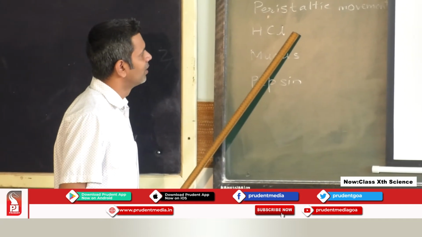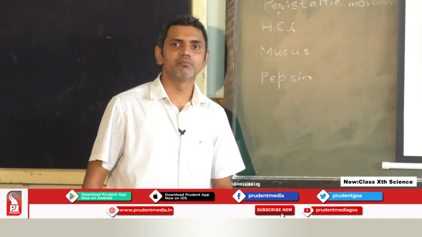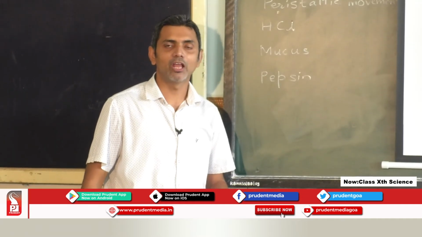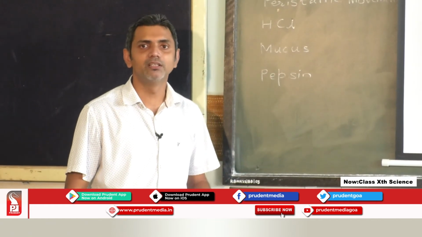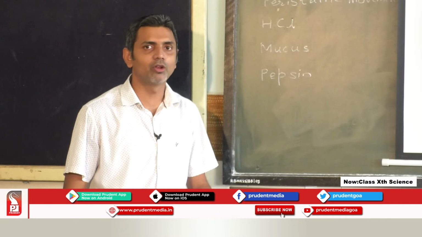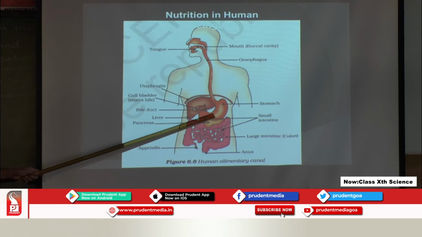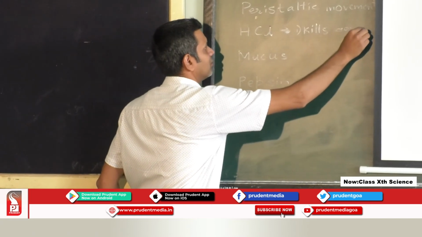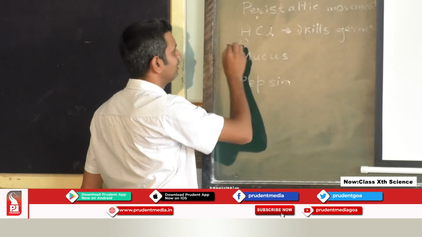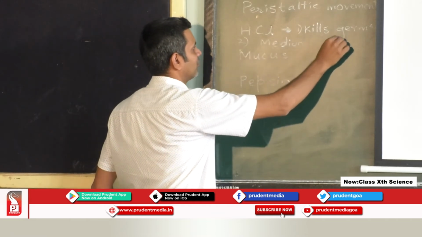Hydrochloric acid, when food enters the stomach, kills the germs that enter the stomach along with the food. So, hydrochloric acid plays a very important role. It kills the germs that enter the stomach along with the food. Hydrochloric acid also makes the medium acidic. In short, hydrochloric acid kills germs in the stomach and it also makes the medium acidic in the stomach.